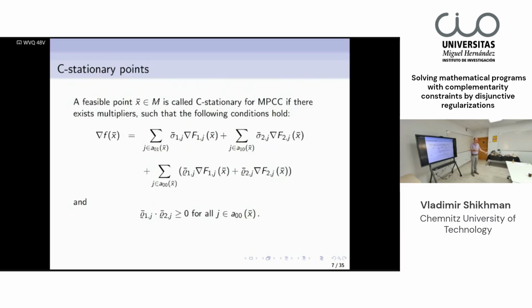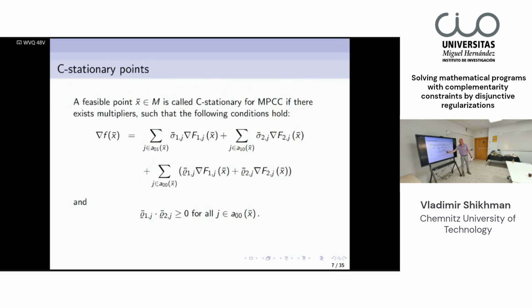For KKT points, what is the index? This is a quadratic index, like in the unconstrained case, but you need to take not the function but the Lagrange function, and restrict it to the tangential space. Here it is different. The non-smooth case is different. MPCC is different. So you have C-stationary points, which are defined like this. Here you have A01 and A10. These were locally the unconstrained, the equality constraints. So as in the KKT case, you do nothing with this. It's just gradients times Lagrange multipliers.